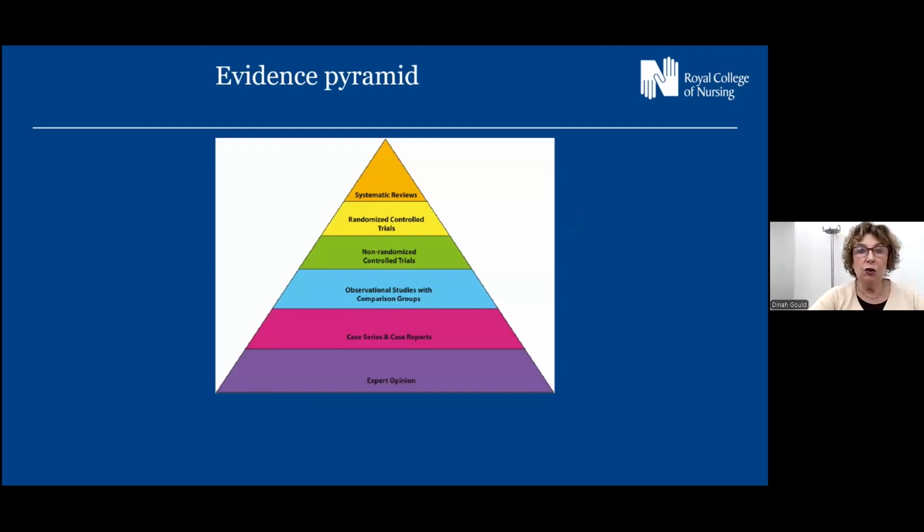So this slide shows you the evidence pyramid in a diagrammatic form. If you want to see this diagram a bit differently, you can look on the web, you can put evidence-based pyramid into Google and it will bring it up for you. But you can see there's systematic reviews at the top, then randomized controlled trials, then other sorts of trials at the bottom, right down to expert opinion.